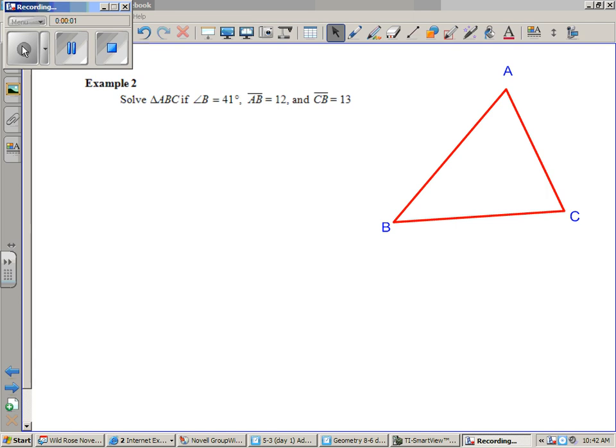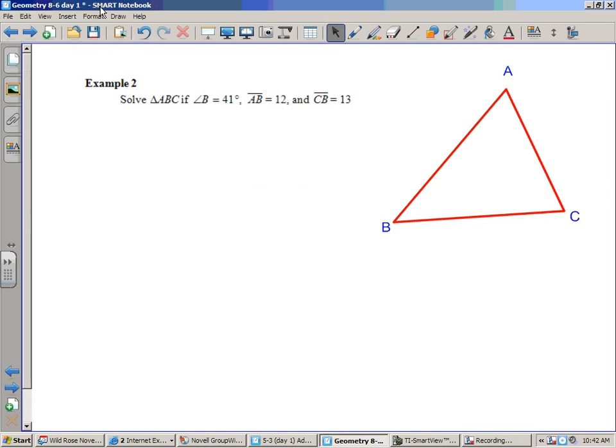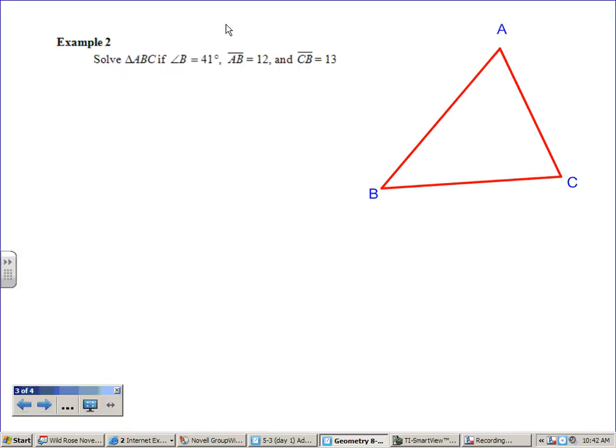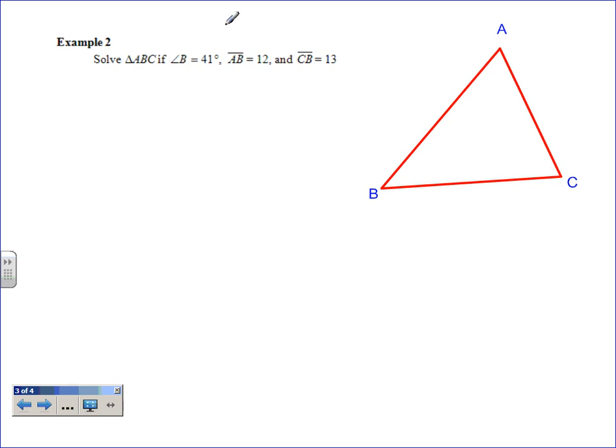All right, let's take a look, see how you did. So this one right here, if you put the information in, well, we got angle B is 41 degrees, AB is 12, CB is 13. No pair. Got to go get one. And the easiest way to get a pair is to take the angle you already have and go get the side across from it. And so, B squared.